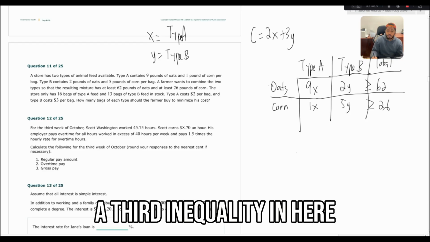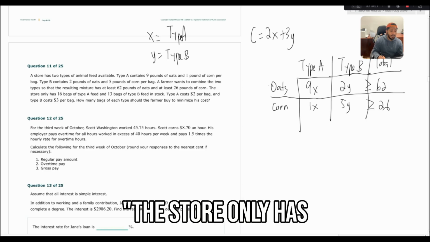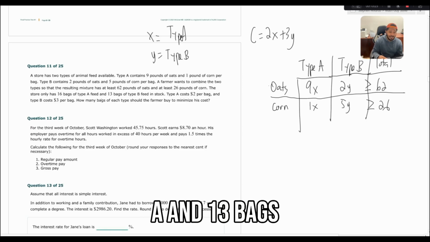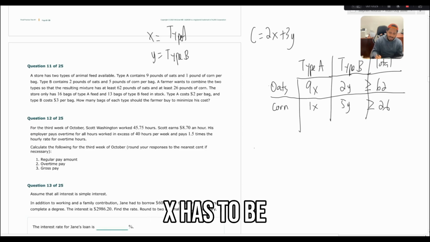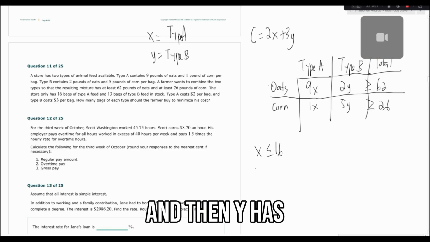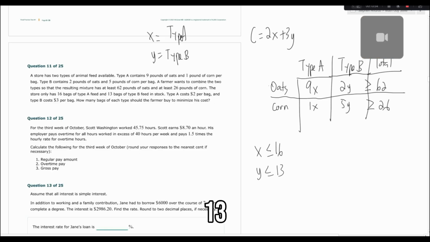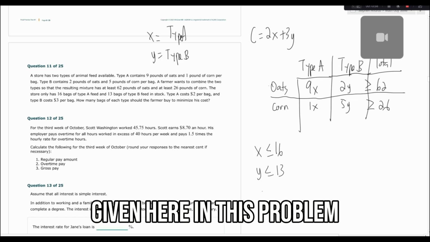Then we have some more inequalities in here. It says the store only has 16 bags of type A and 13 bags of type B, meaning x has to be less than or equal to 16, because that's type A, and y has to be less than or equal to 13. So we have all this information that we're given in this problem.